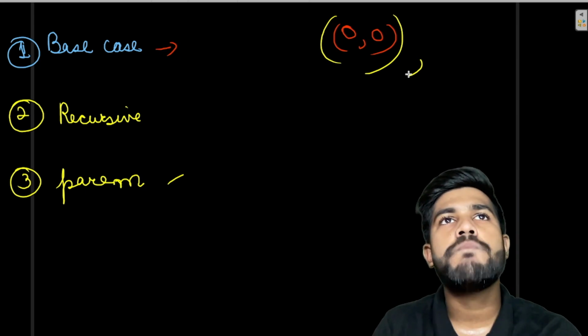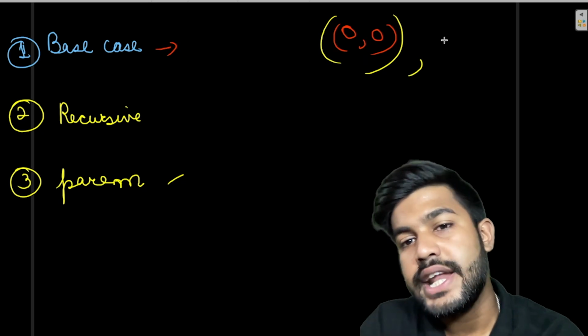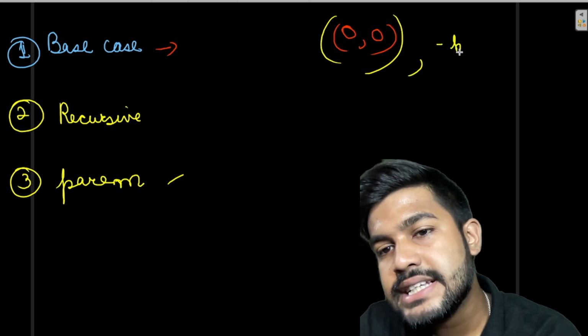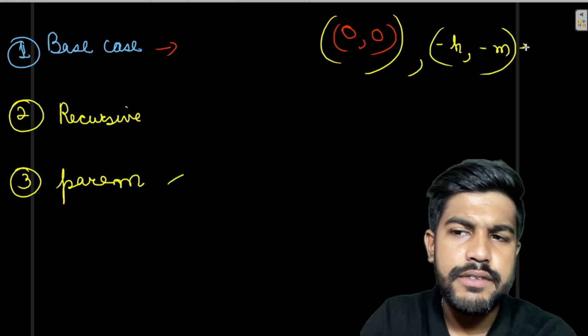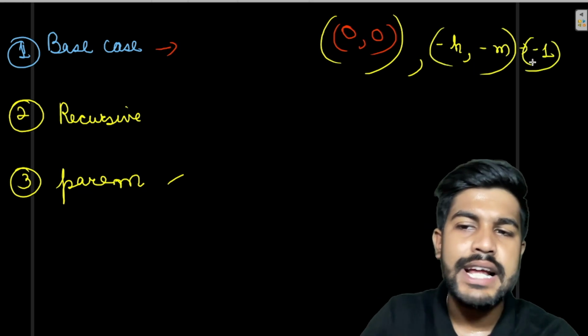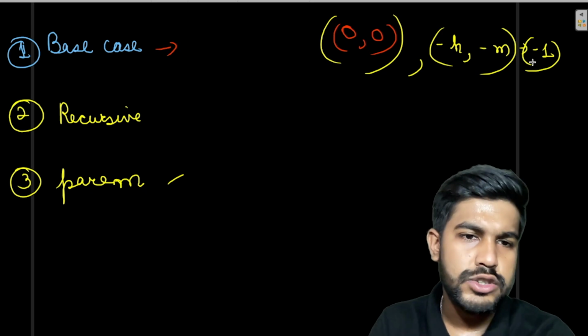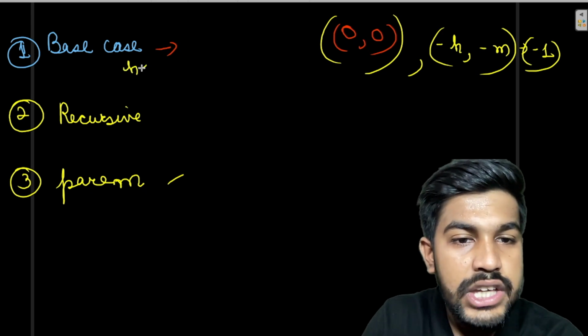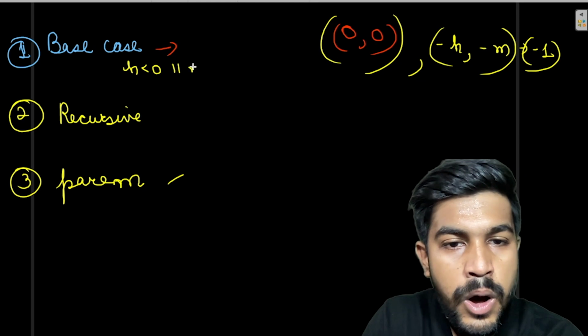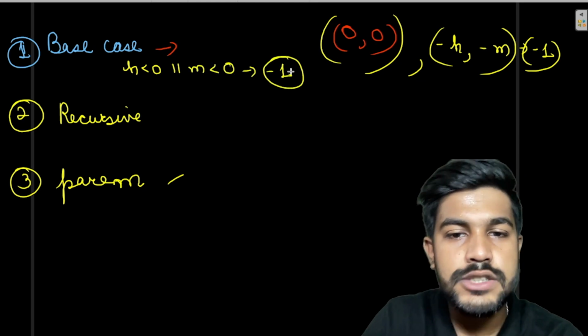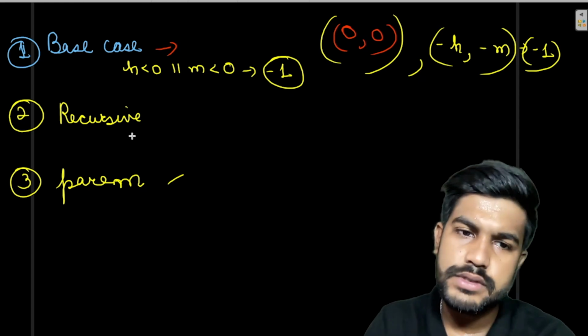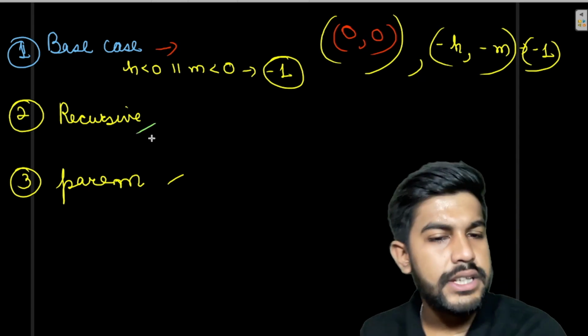Now let's move to the third one, which is negative. Suppose height is negative or money is negative. If either of them is negative, we would return -1, meaning this level won't count. So we can say that if h is less than 0 or m is less than 0, we would return -1 at this position.